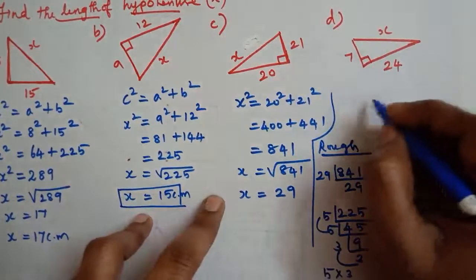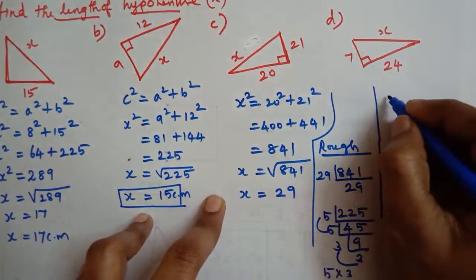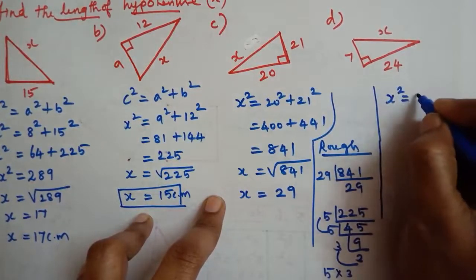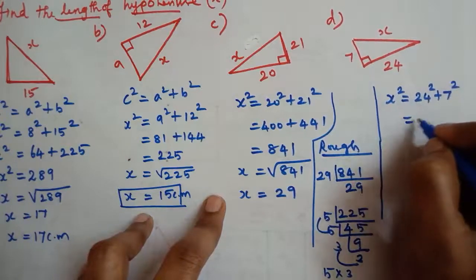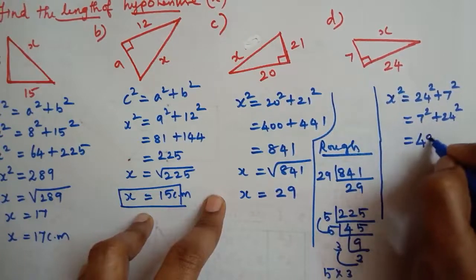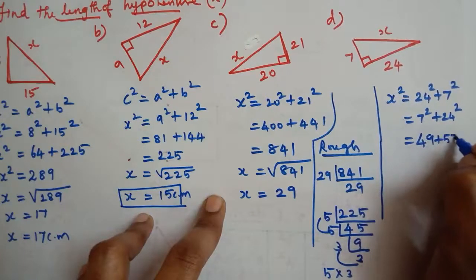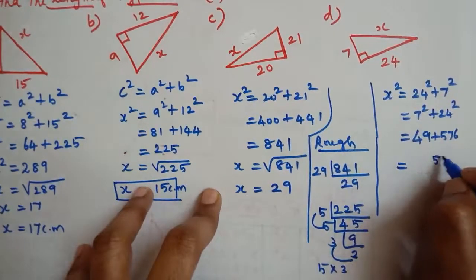Then here, the d subdivision. x squared is equal to 24 squared plus 7 squared, or 7 squared plus 24 squared. You can write either, no problem. So that is equal to 49 plus 576. So that is equal to 15.